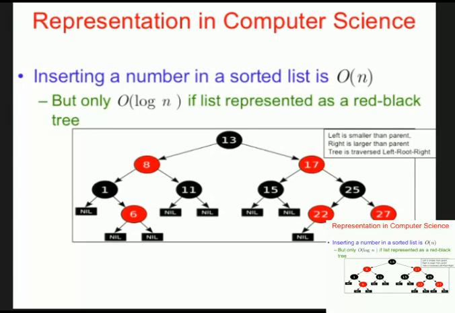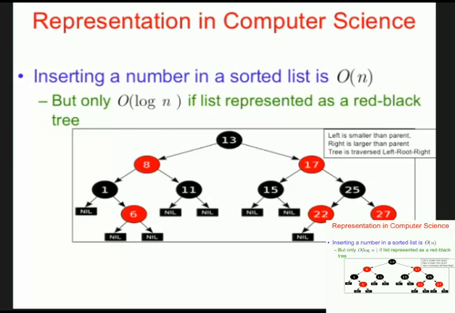So that's about daily life. It turns out representation is also important in computer science. This is classic computer science about sorting and inserting numbers and all that. If you have a sorted list and you want to put a number in it, because it's already sorted, it's order n, if n elements in the list.